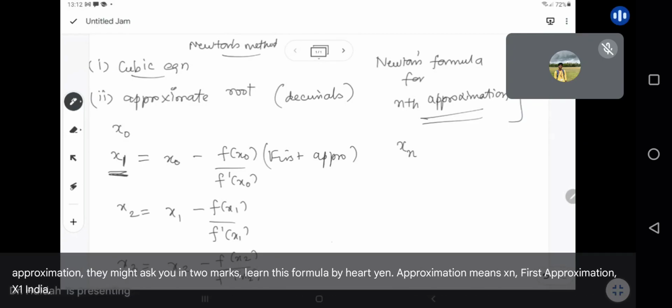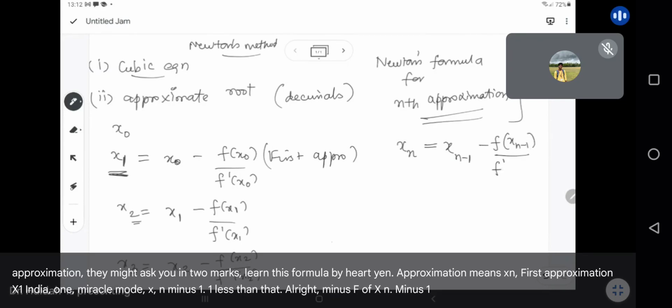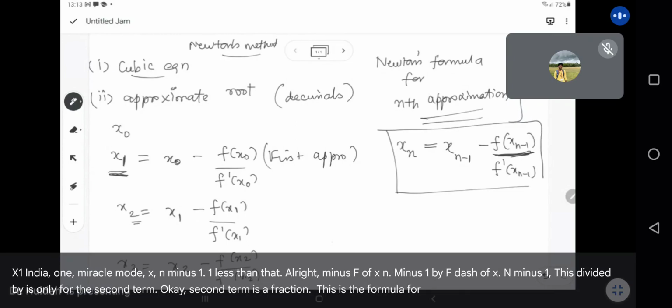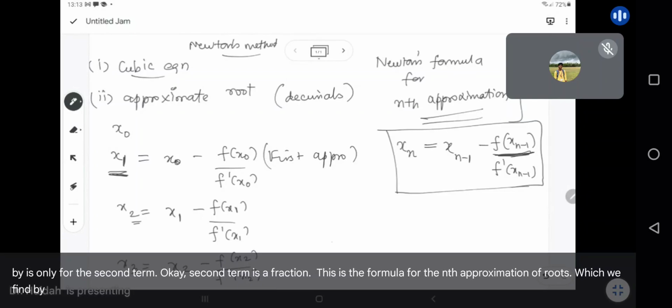Here when there is 1, what comes here? Everything becomes 0. Here when there is 2, what is here? Is there 1 here? So now when there is n here, what should we write? x n minus 1, one lesser than that. Alright? Minus f of x n minus 1 by f dash of x n minus 1. This division is only for the second term. Second term is a fraction. This is the formula for the nth approximation of roots, which we find by Newton's method.